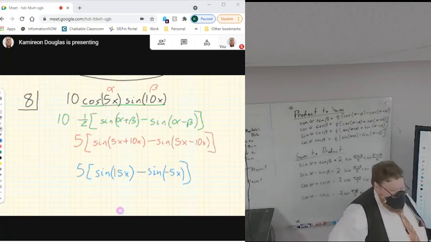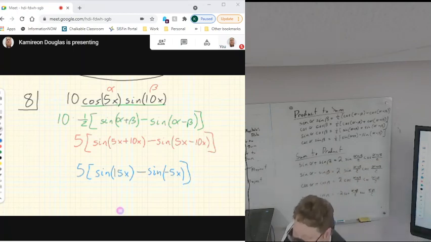So two things to point out here. Number 1, this is not finished because it's not a sum yet. It is 10 or 5 times something. That is not a sum. So I need to distribute the 5. The second thing is that negative 5 on the inside is an issue.